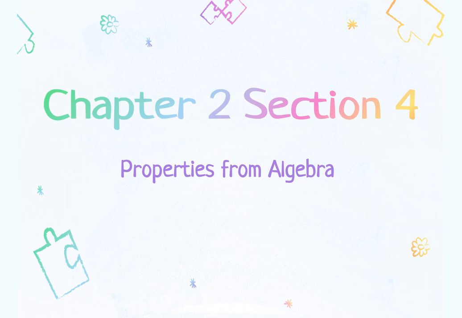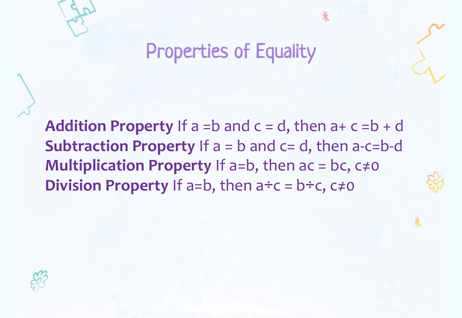This video is going to take you through Chapter 2, Section 4, 5, and 6. So we start with properties from algebra. And the first are properties of equality. The first one is the addition property.